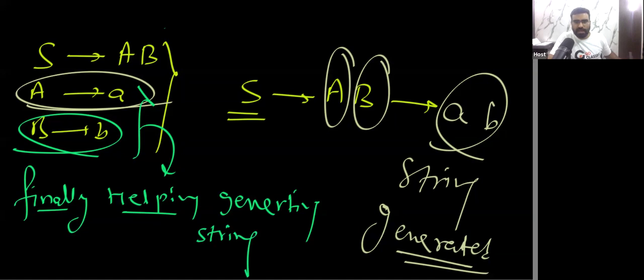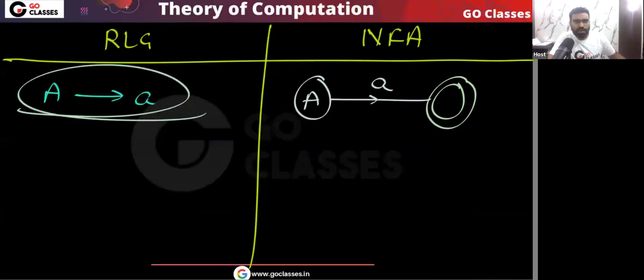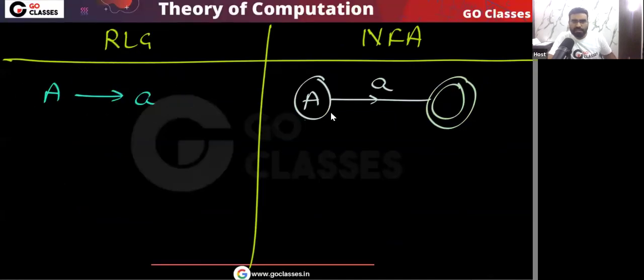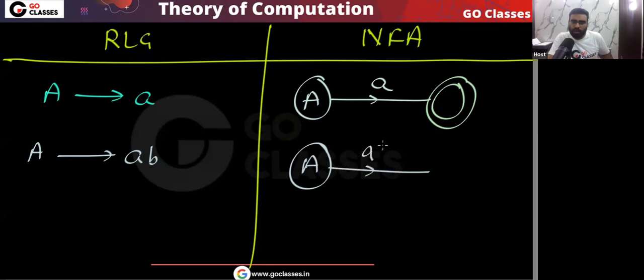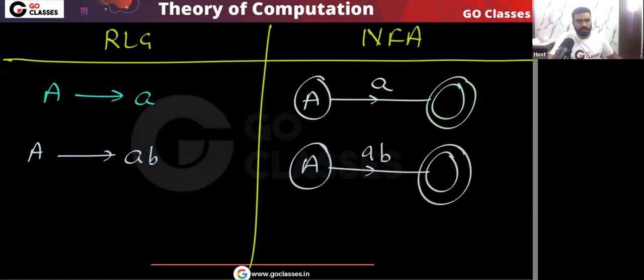That is the reason I am saying that if you have this type of rule, A going to a, then basically you can just go to some final state. Very simple. Now tell me about this one. If I have this type of rule, A going to ab, this will help you generate the string at the end. So remember, on ab, you will go to the final state. Agree? Let me know.